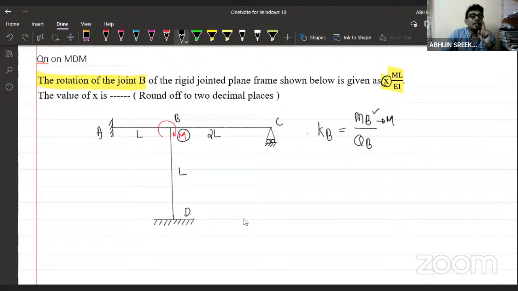And KB we have to calculate. Theta B we have to calculate. These are the 2 unknowns. Theta B I don't know. We don't know the value of KB, the stiffness of the joint B. KB is the thing which is asked in the question.